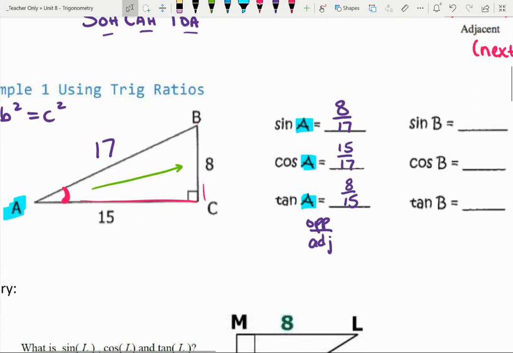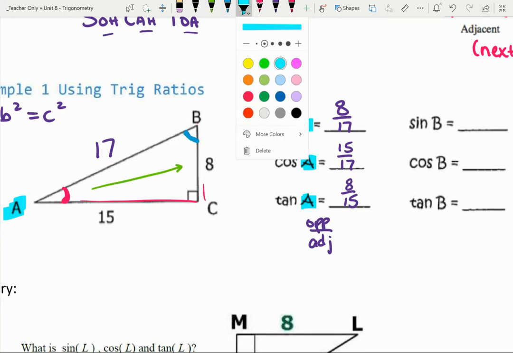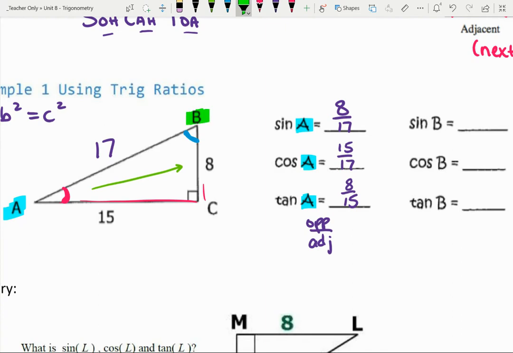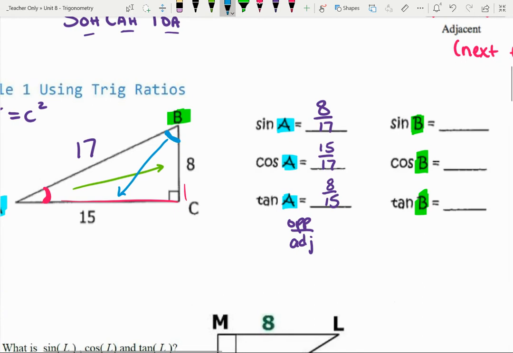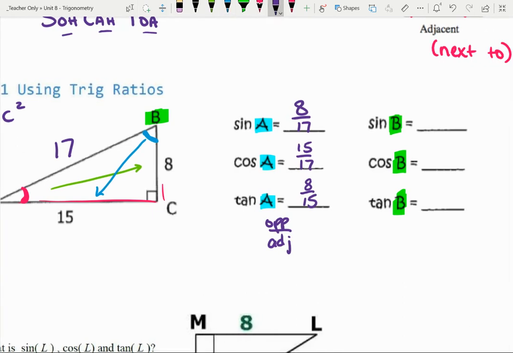So we can do the same thing for angle B, right? Angle B is over in the top right. So we're again going to find the sine, the cosine, and the tangent of angle B, starting with the sine of B. So we need to locate the opposite side. The side that is opposite from B is 15. So our sine of B will be 15/17.